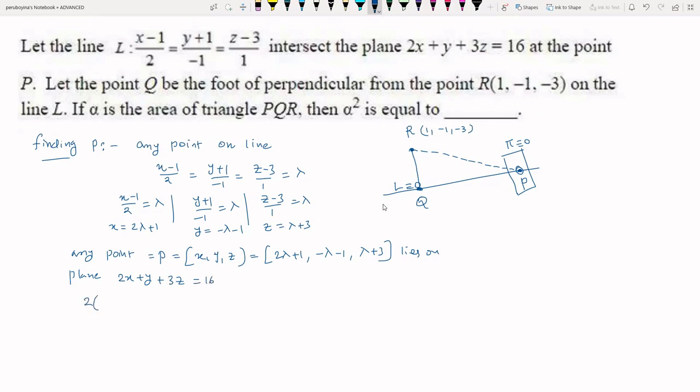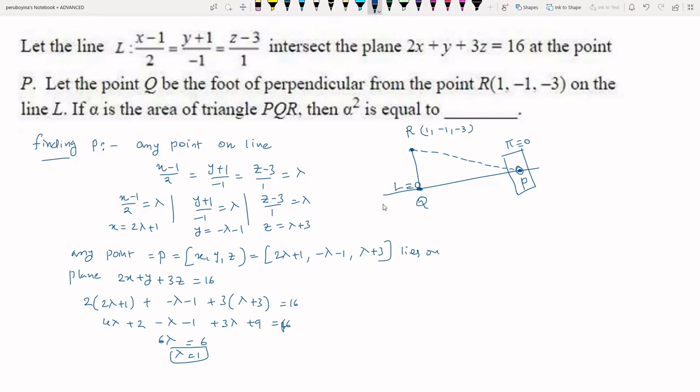So you can replace x with 2 lambda plus 1, plus y which is minus lambda minus 1, plus 3 times z which is lambda plus 3, equal to 16. So 4 lambda plus 2 minus lambda minus 1 plus 3 lambda plus 9 equal to 16. So 4 plus 3, 7, minus 1, 6 lambda; 2 minus 1, 1, plus 9, 10; and 10 minus 16 is minus 6. So 6 lambda equals 6, so lambda is equal to 1.